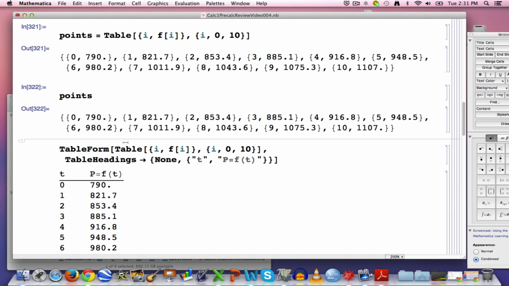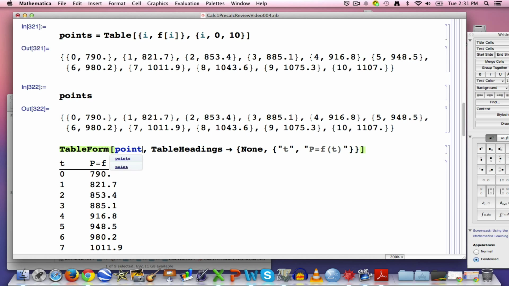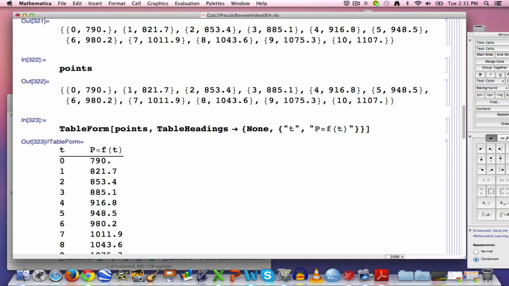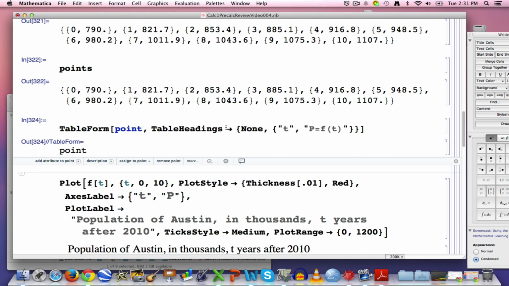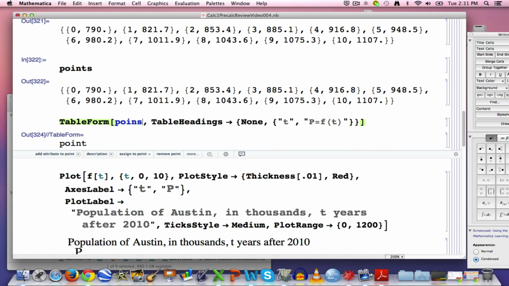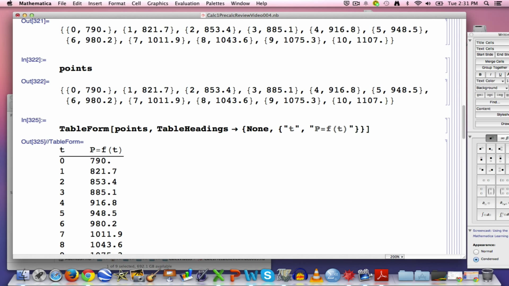Since I have that stored in points, I can replace this table right here in the table form with the variable name to reproduce the table. If I put point in here instead of points, I'd probably get some kind of error, or I get nothing. Alright, let's put it back in there.